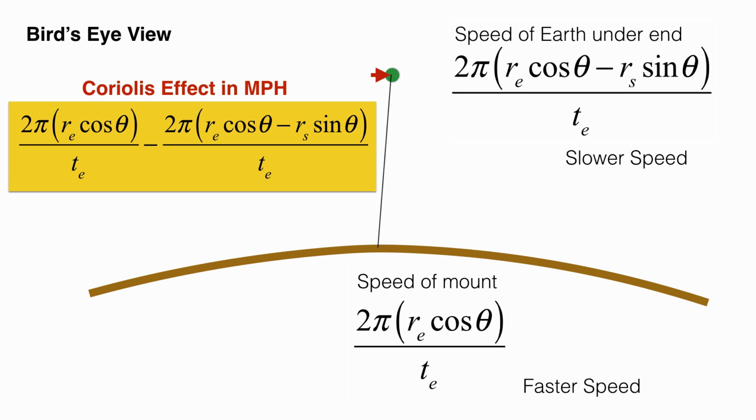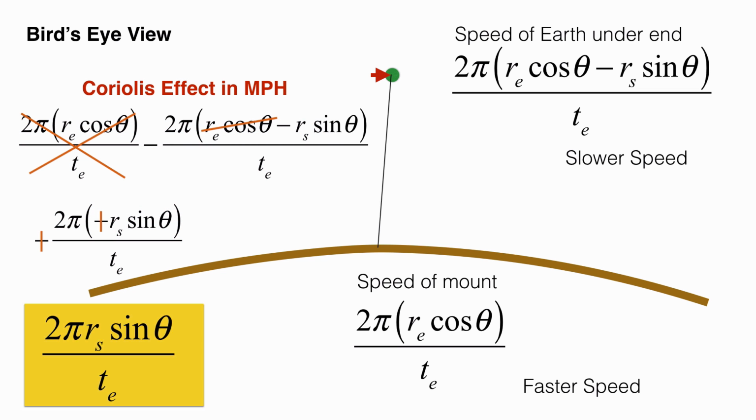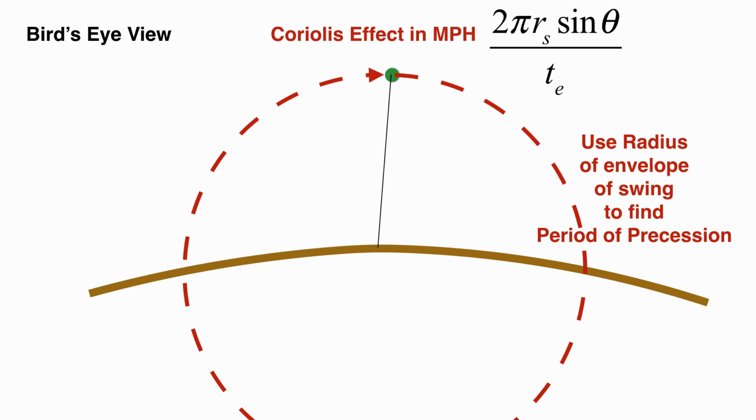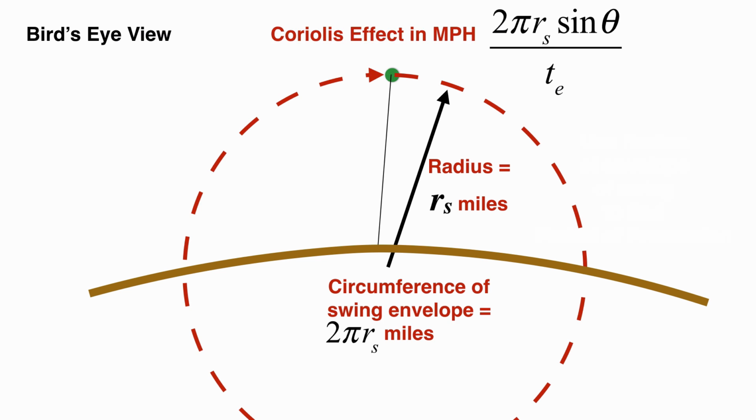Again, most of the stuff is going to cancel out. All right, and then we can cancel out a little bit further. Those minus signs are going to cancel out. So that's what we have for the miles per hour of the Coriolis effect. Now we're not done. We need to use the radius of the swing envelope. All right, and again, that was r sub s. We didn't know how far it was swinging, so we'll just say r sub s. Now, how do you find the circumference? Well, it's 2 pi r. So it's 2 pi times r sub s.